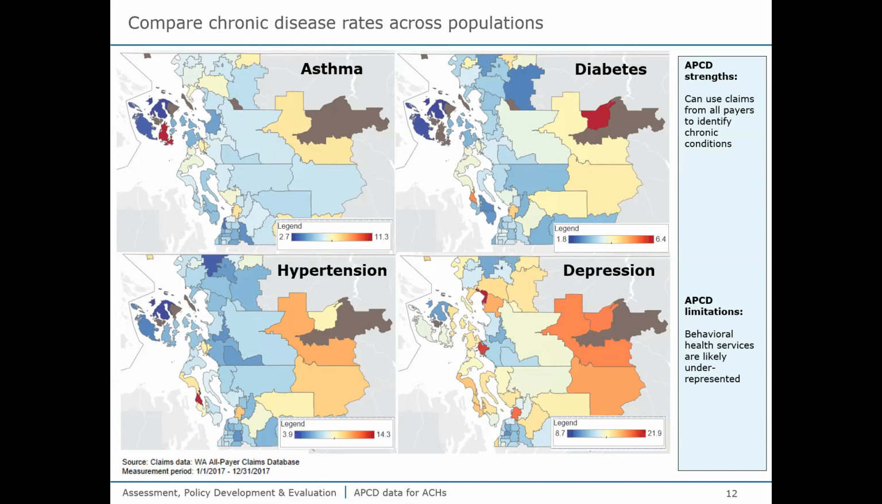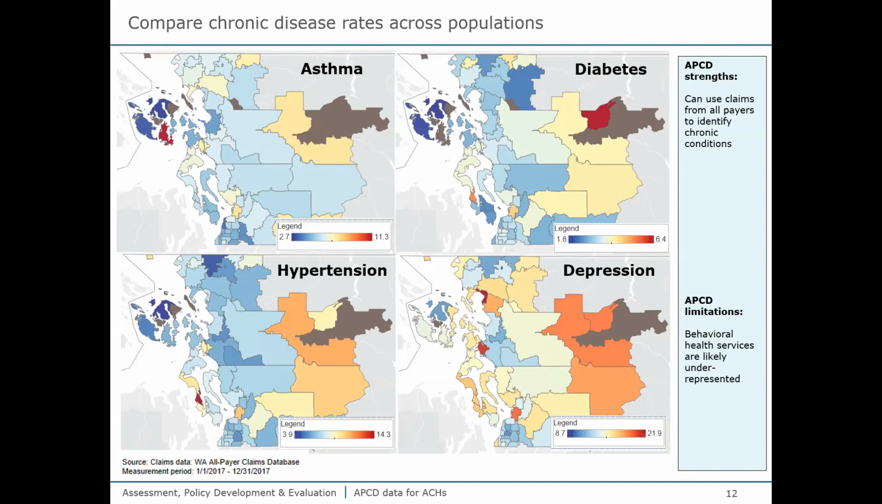On the lower left, we're looking at high blood pressure, hypertension. And 98253, which is the Greenbank area of Whidbey Island, has the highest hypertension prevalence rate of 14.3%. On the lower right, we're looking at depression. And 98225, which is Bellingham, has the highest depression rate, 21.9%.